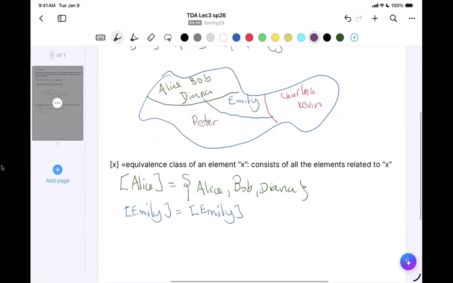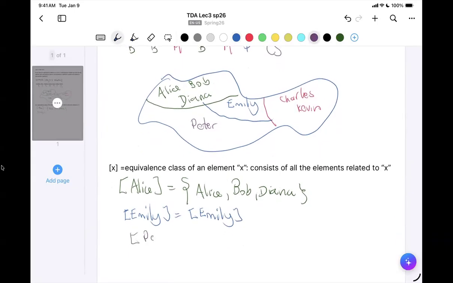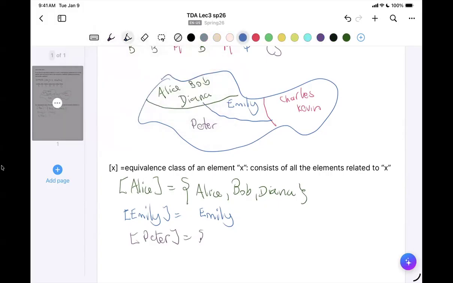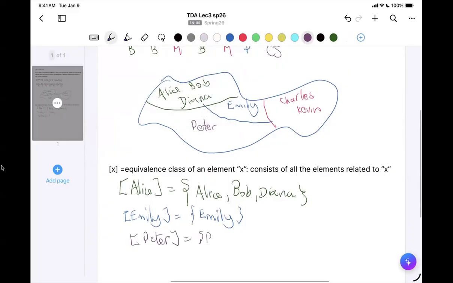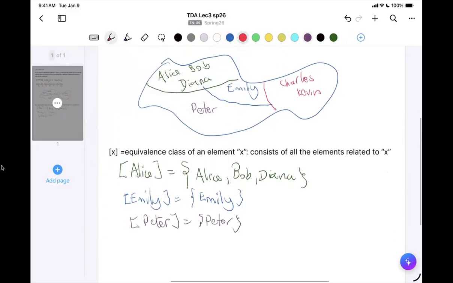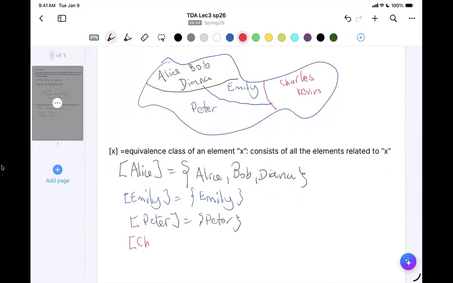And the equivalence class of Peter. Oh, sorry, this should have been in set notation, with brackets. The equivalence class of Emily is just Emily. The equivalence class of Peter is Peter, because again, Peter's by himself, and the equivalence class of Charles is Charles and Kevin.